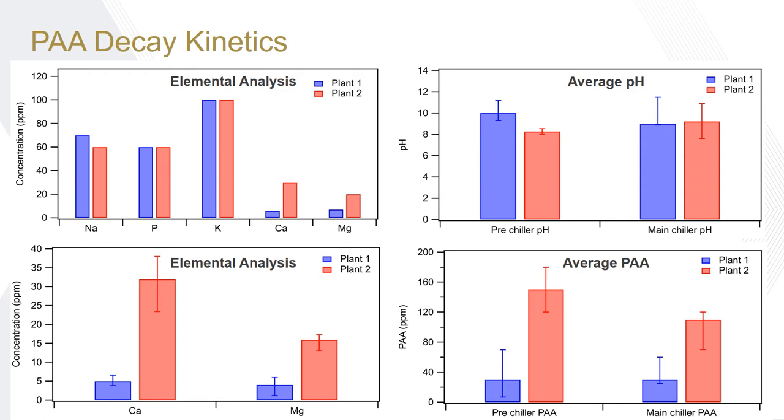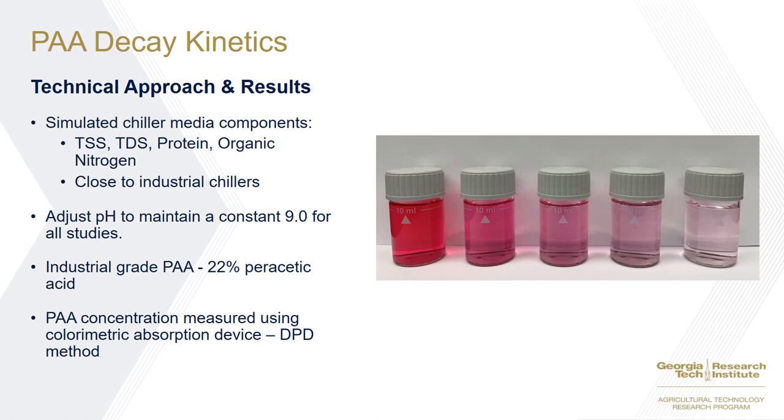Similarly to plant 1, the PAA concentrations would fluctuate widely throughout the day. For part 2 of our project, we wanted to see how the individual chiller media components would affect PAA stability and therefore breakdown. We used the information from part 1 of our project to direct the concentration of these individual components. We initially focused on the total suspended solids and total dissolved solids.